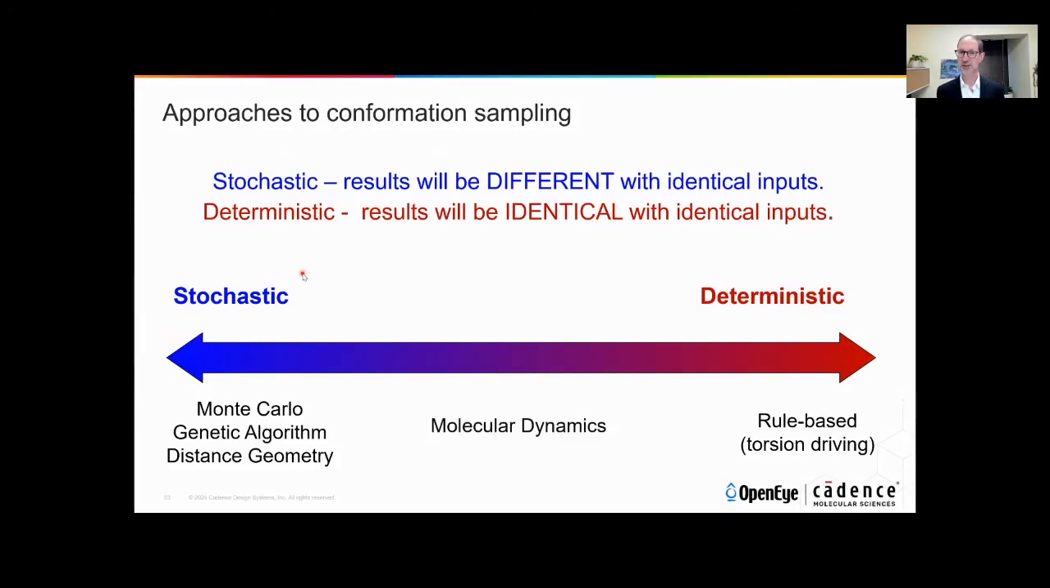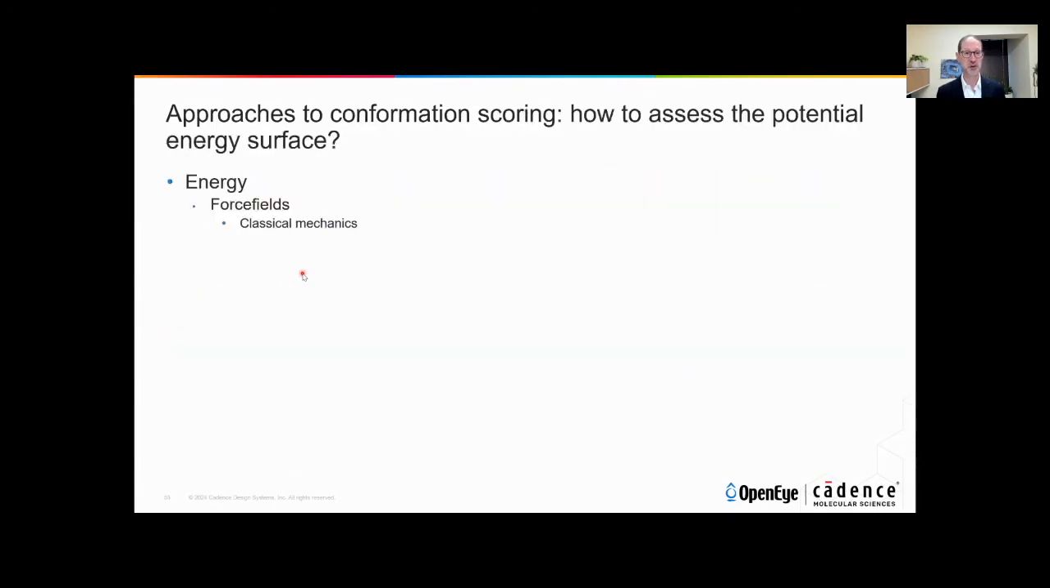Newton's laws of motion are not stochastic, but a combination of floating point precision during calculations and somewhat chaotic nature of input means molecular dynamics calculations don't always give you exactly the same output for the same input. So I'm going to put them a little in the middle. So lots of sampling methods.